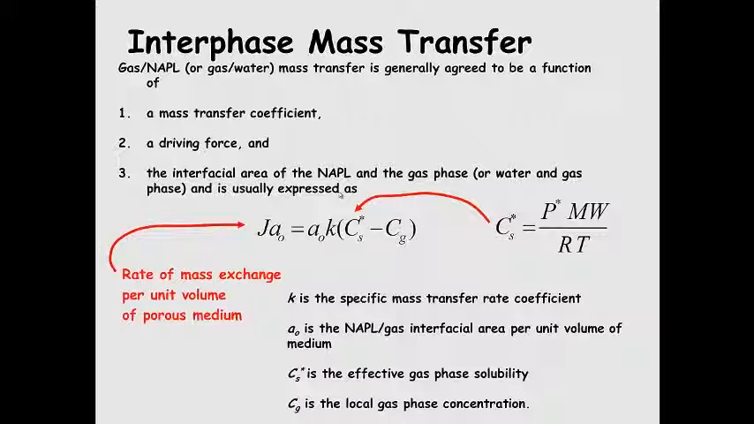the rate of mass exchange per unit volume of porous media. A0 is the interfacial area per unit volume of porous media. K is the specific mass transfer rate coefficient. CS star is the equivalent maximum gas phase concentration for that particular compound, and CG is the local gas phase concentration.